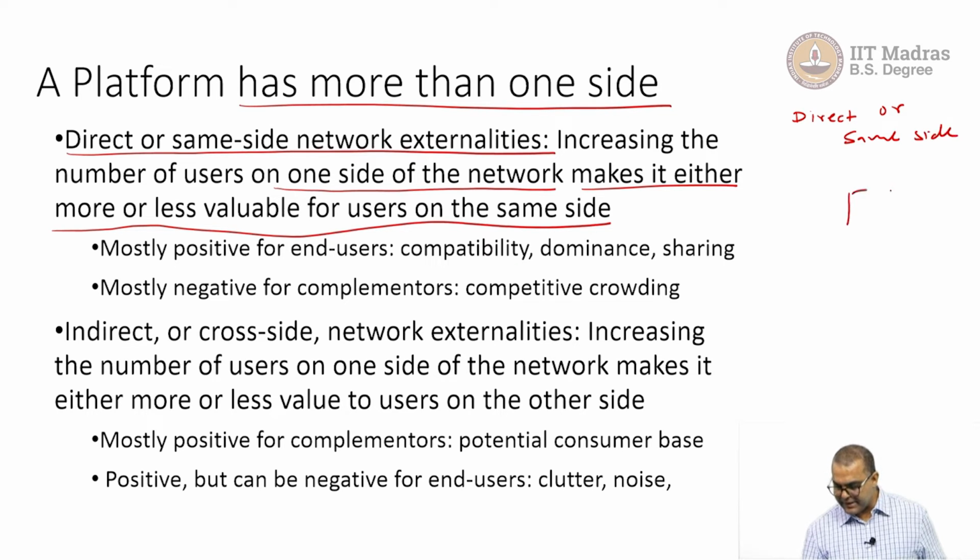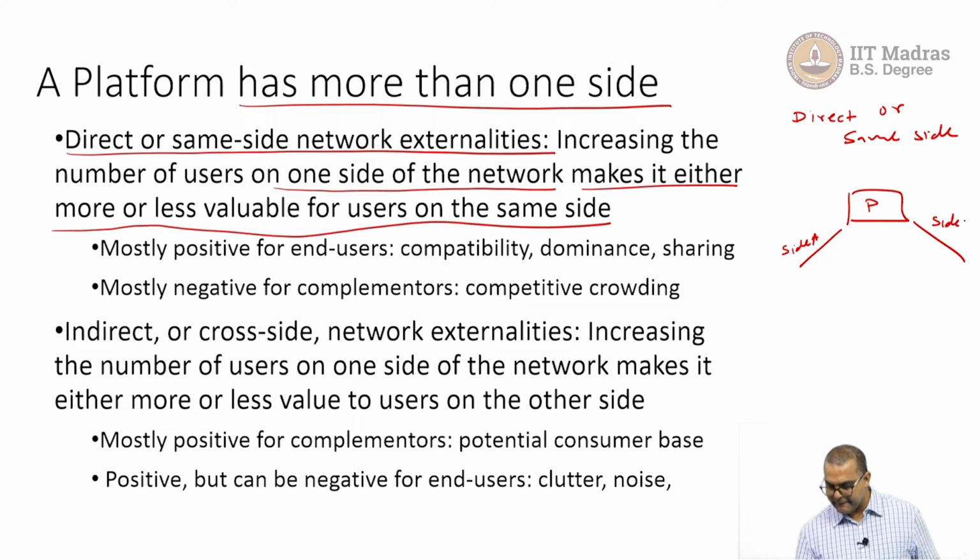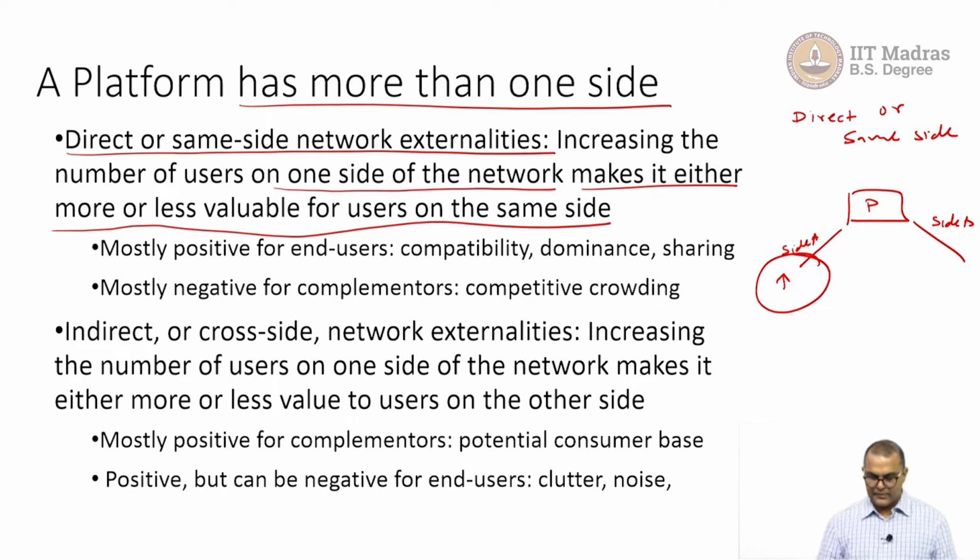So for example, here is a platform, and here is, let us say, one side, and here is another side. For simplicity, let us say there are only two sides. If the number is increasing on this side, the network effect getting created on this side is called direct or same-side network effect. Typically, it is mostly positive for end users. More end users create more network effect for them. And it is mostly negative for complementers.